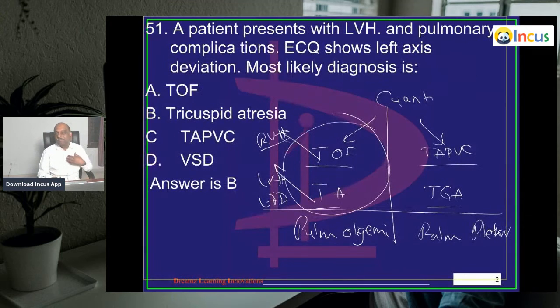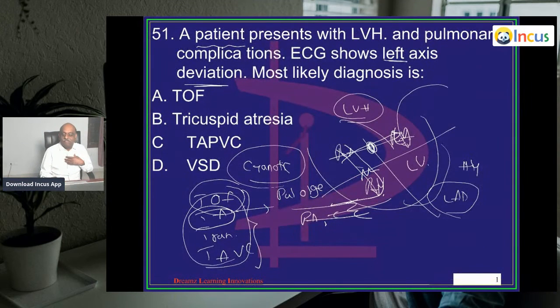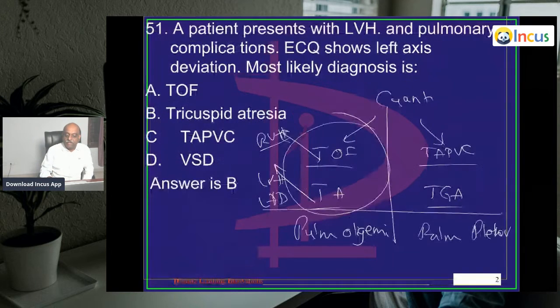If you know that right atrium is on the right side, left atrium is on the left side, that's all, you can become a cardiologist. If you know your right hand is on the right side, left hand is on the left side, you can become a cardiologist. So that is what I want to tell you.